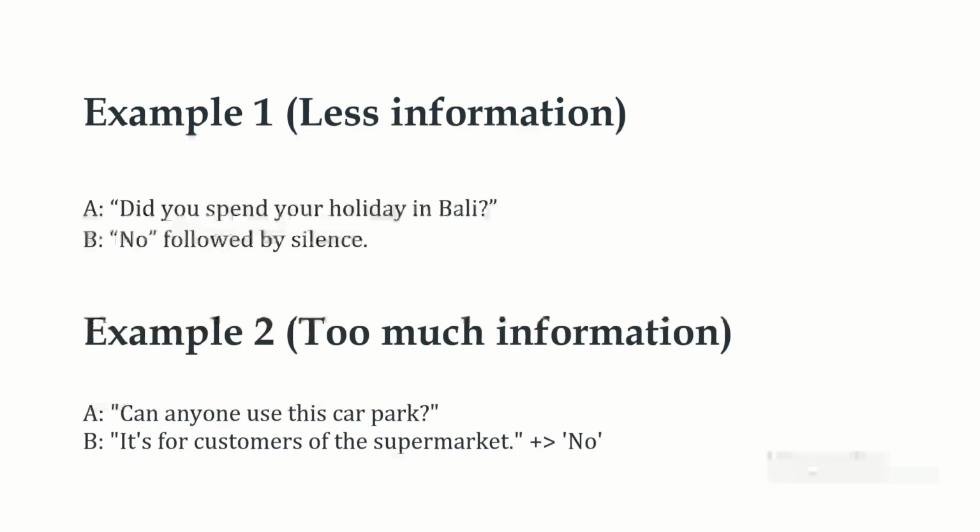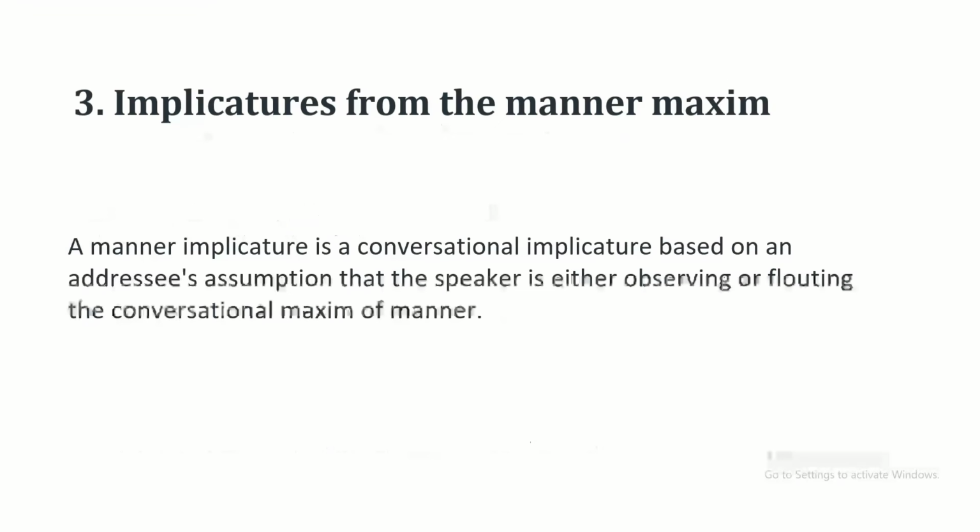Okay, so that's about implicatures from the quantity maxim. Now let's take a look at implicatures from the manner maxim. So what does it mean? A manner implicature is a conversational implicature based on an addressee's assumption that the speaker is either observing or flouting the conversational maxim of manner. Let's take a look at the example.